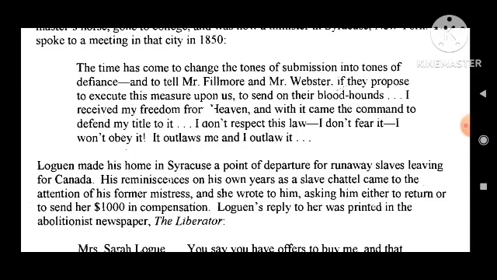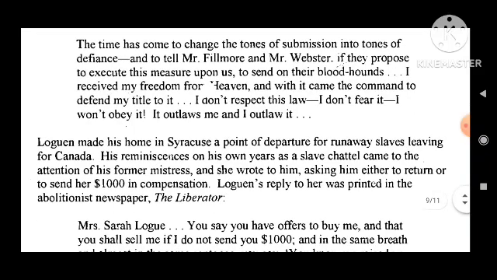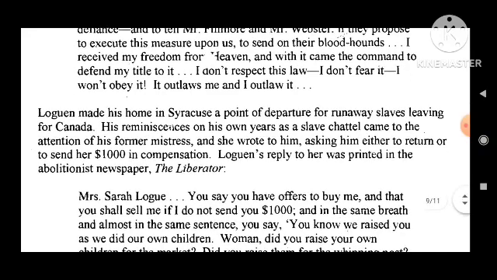I don't respect this law, I don't fear it, I won't obey it. It outlaws me, and I outlaw it. Logan made his home in Syracuse a point of departure for runaway slaves leaving for Canada. His reminiscence on his own years as a slave chattel came to the attention of his former mistress, and she wrote to him asking him either to return or to send her $1,000 in compensation.